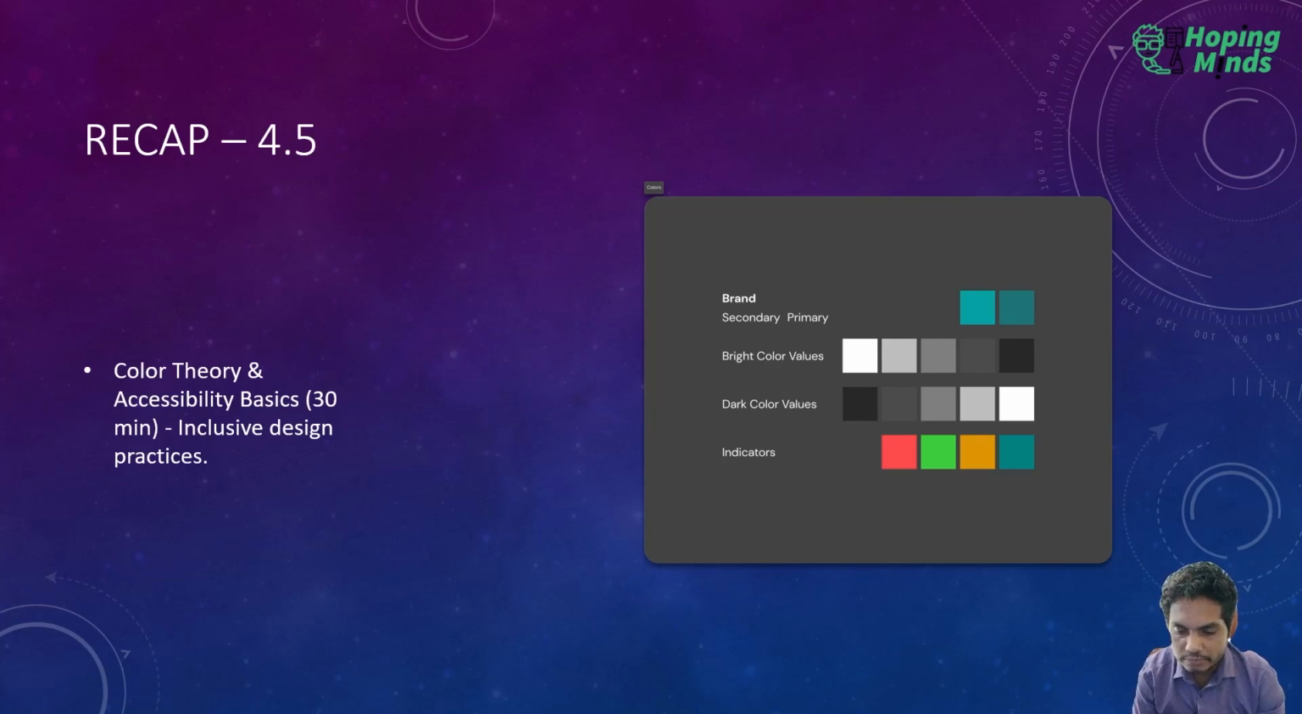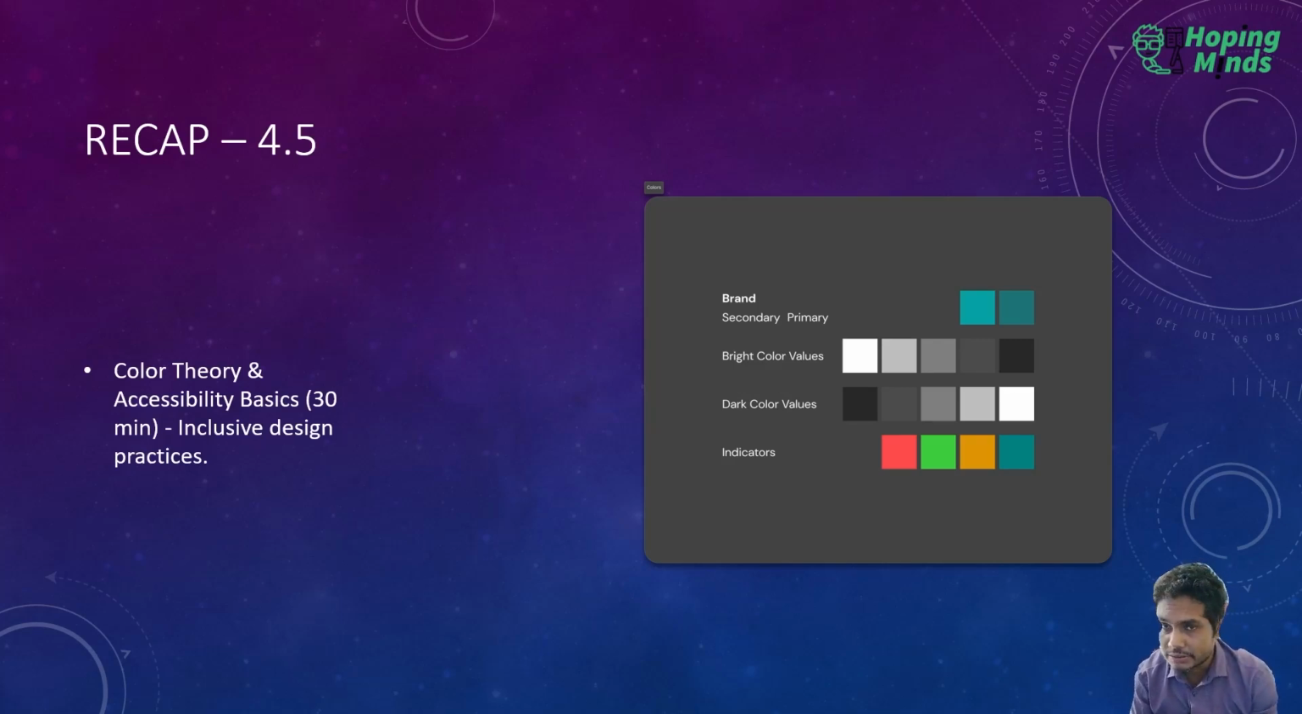So you have to build a brand guideline, you have to build a color palette, and the whole system of color consists of four different parts, which is brand. You have to choose brand color. You can choose multiple colors from the brand. I choose two, primary and secondary. And then you have base colors, which are bright colors, dark colors, and the indicators.